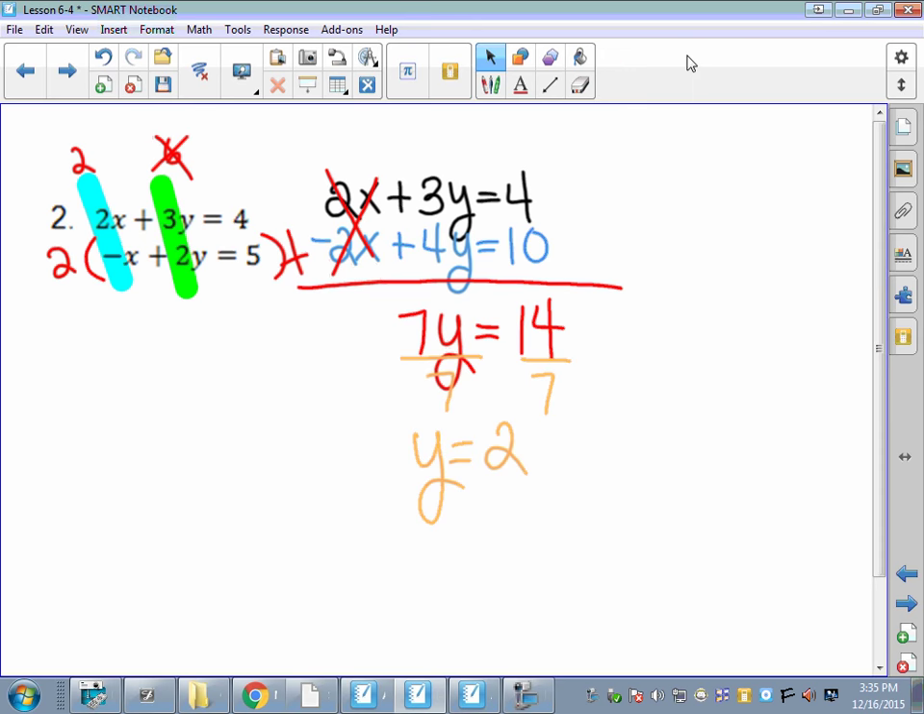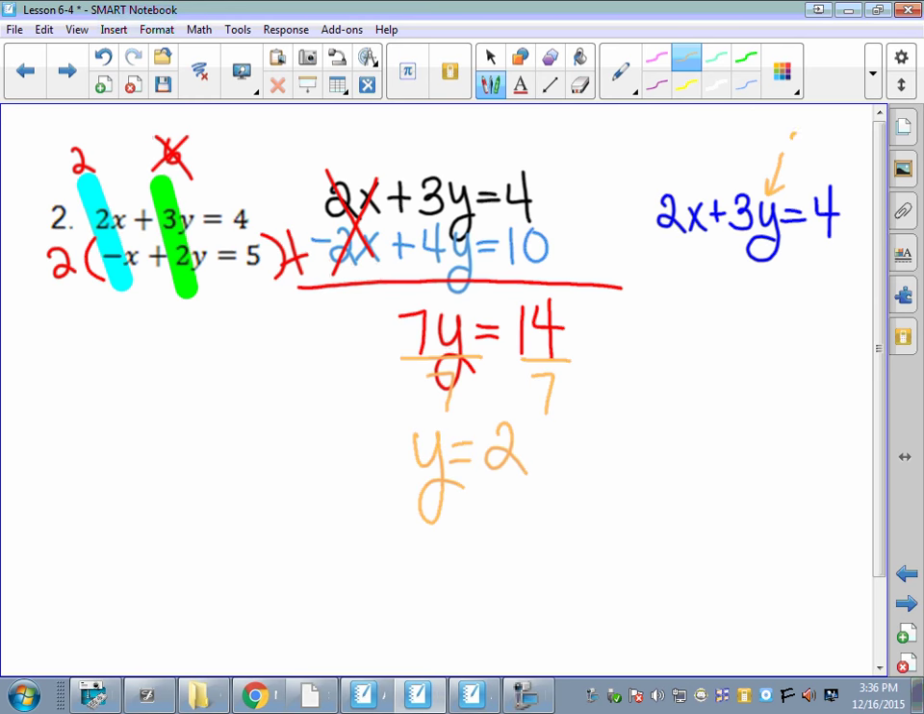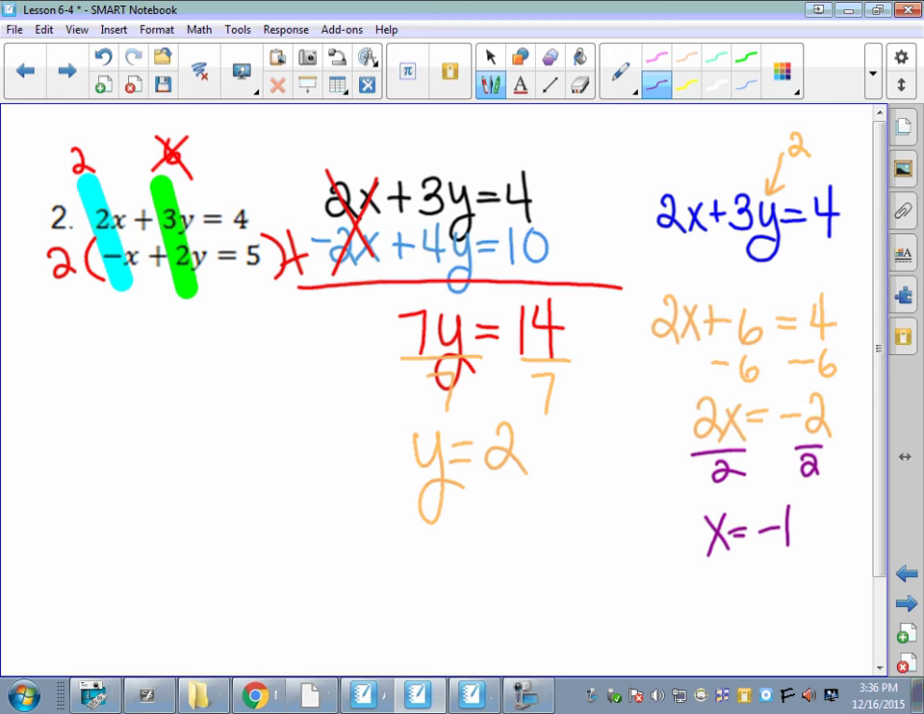So I'm going to figure out, because I'm not done, remember, I've got to find out what my x is this time. So I'm going to go to my top equation, 2x plus 3y equals 4. It doesn't matter which one you go back to solve. I know that y is 2. So I'm going to have 2x plus 3 times that 2 is 6 equals 4. Solve this guy by subtracting 6. So 2x equals negative 2. Divide both sides, and I'm going to get a negative 1 for my x.